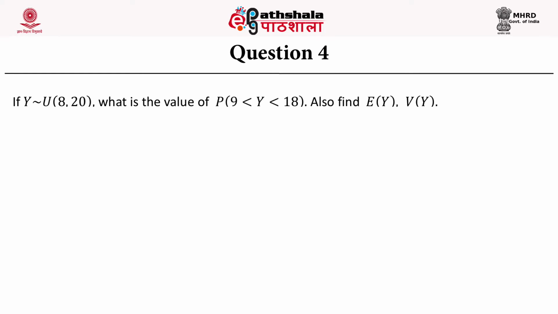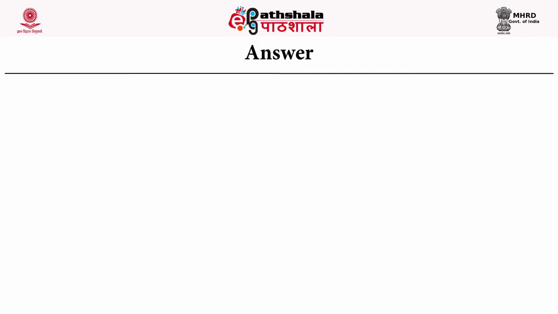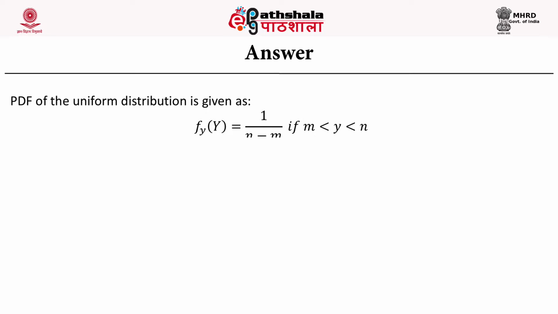So we have an example here that y follows a uniform distribution with parameters 8 and 20. What is the probability that y lies between 9 and 18? We were interested in finding this probability. We also have to find the expectation and variance. So the PDF of the uniform distribution is given as f of y, which is equal to 1 upon n minus m, if y lies between m and n.